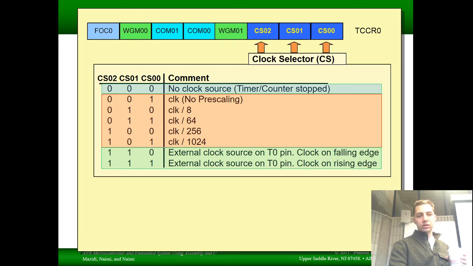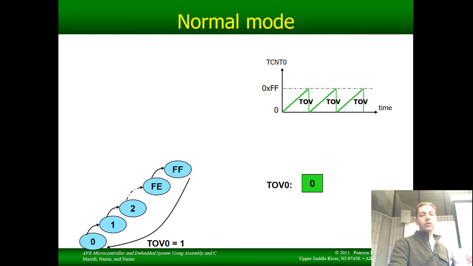So this is for the 32. It's the same stuff, but the registers are arranged a little differently. Okay, so in normal mode, this should be review. This is the same slides from before. Stuff counts. I've even got my fun animation. It counts up to FF. When it hits FF, the flag is set. And we've since learned, since we did this chapter the first time, that an interrupt can also fire when that overflow happens.